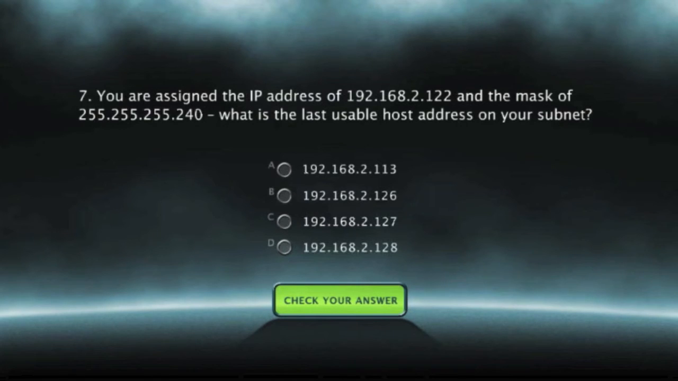You are assigned the IP address of 192.168.2.122 and the mask of 255.255.255.240. What's the last usable host address on your subnet?